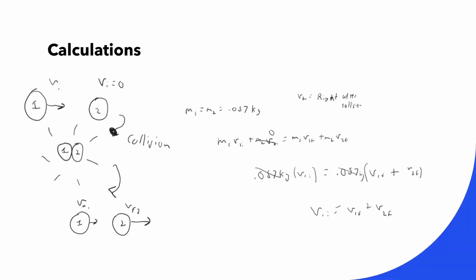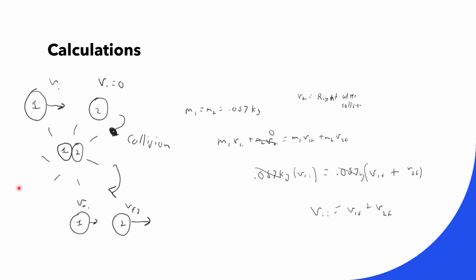So here are the calculations we would use given the conservation of momentum principle. We have the mass 1 is equal to mass 2 of the tennis balls. They're both 0.057 kilograms. V final is right after the collision, and V initial is right before the collision, okay? So we know that the second tennis ball is not moving before the collision, and the first one is. So we have M1 V1I is equal to M1 V1F plus M2 V2F. We see that M1 and M2 are equal to each other, and so they cancel out, and we're left with V1I is equal to V1F plus V2F.